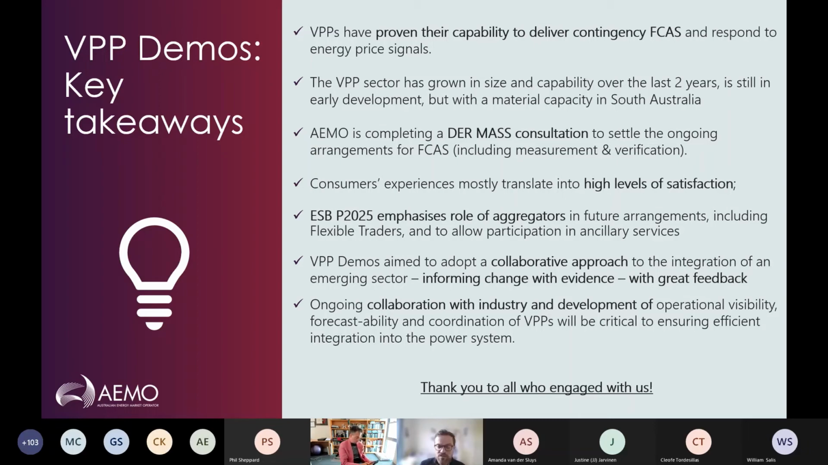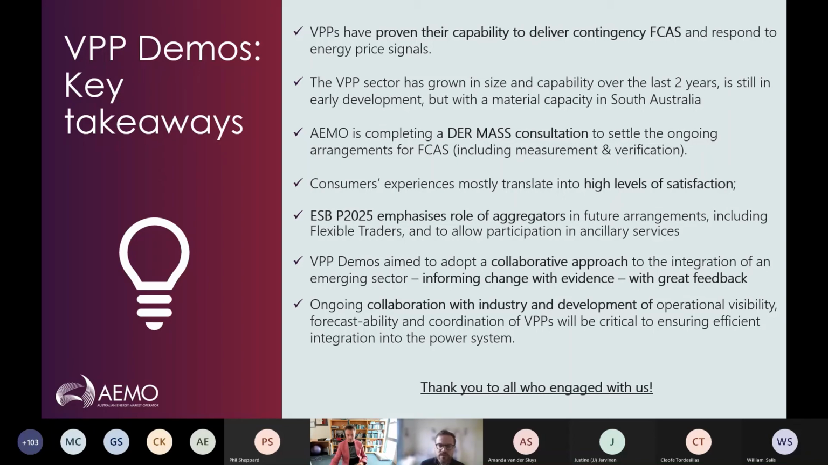You'll see from the ESB post-2025 reforms that there's quite a big focus on the role of the aggregator going forward, and particularly in this concept of flexible trading arrangements going forward. So really encourage any of you that are interested in this space to get involved in that ESB work to understand those flexible trading arrangements, and then to get involved in the consultation processes as they occur over the coming months.